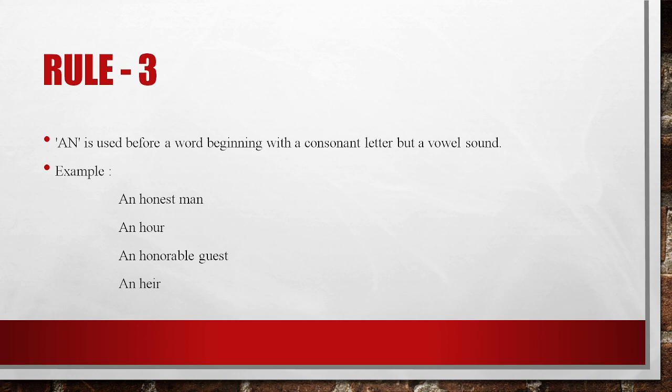Rule 3. An is used before a word beginning with a consonant letter but a vowel sound. An honest man, an hour, an honorable guest, an heir. Though the words are starting with the letter H, the vowel sound is used over there. So hence we are using the article an.